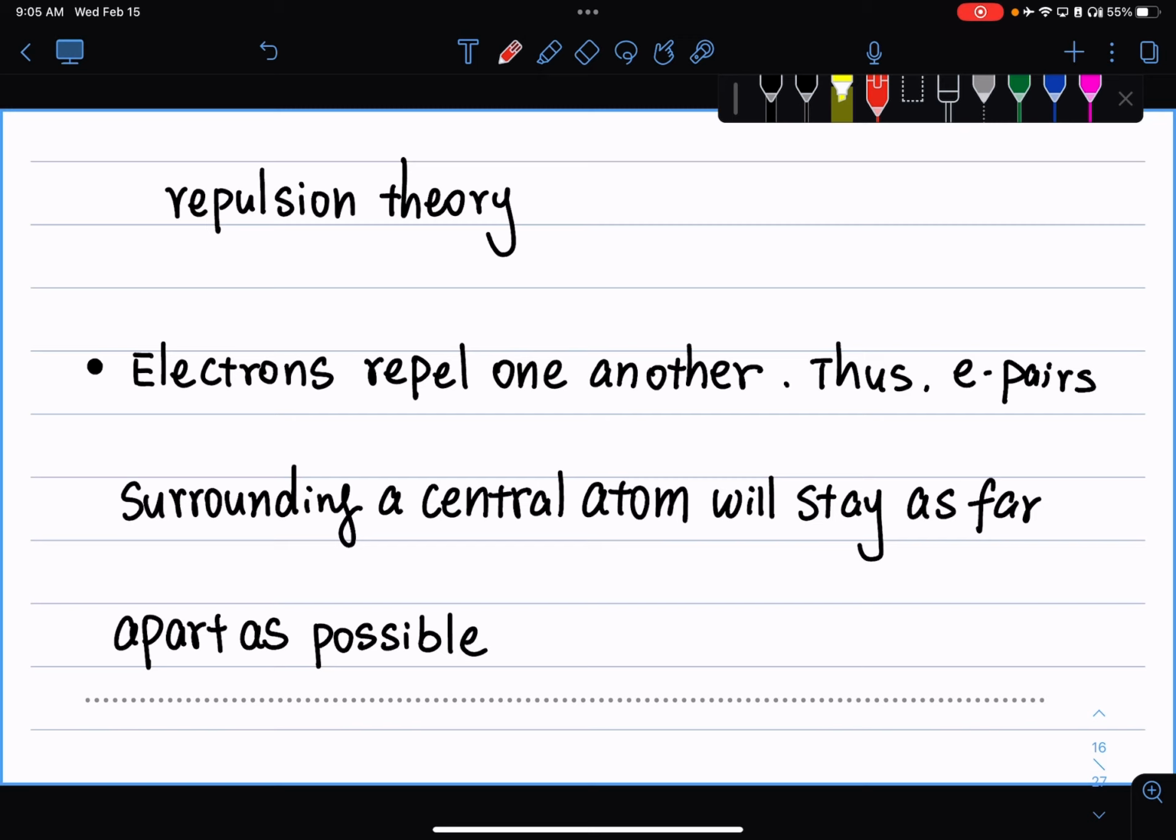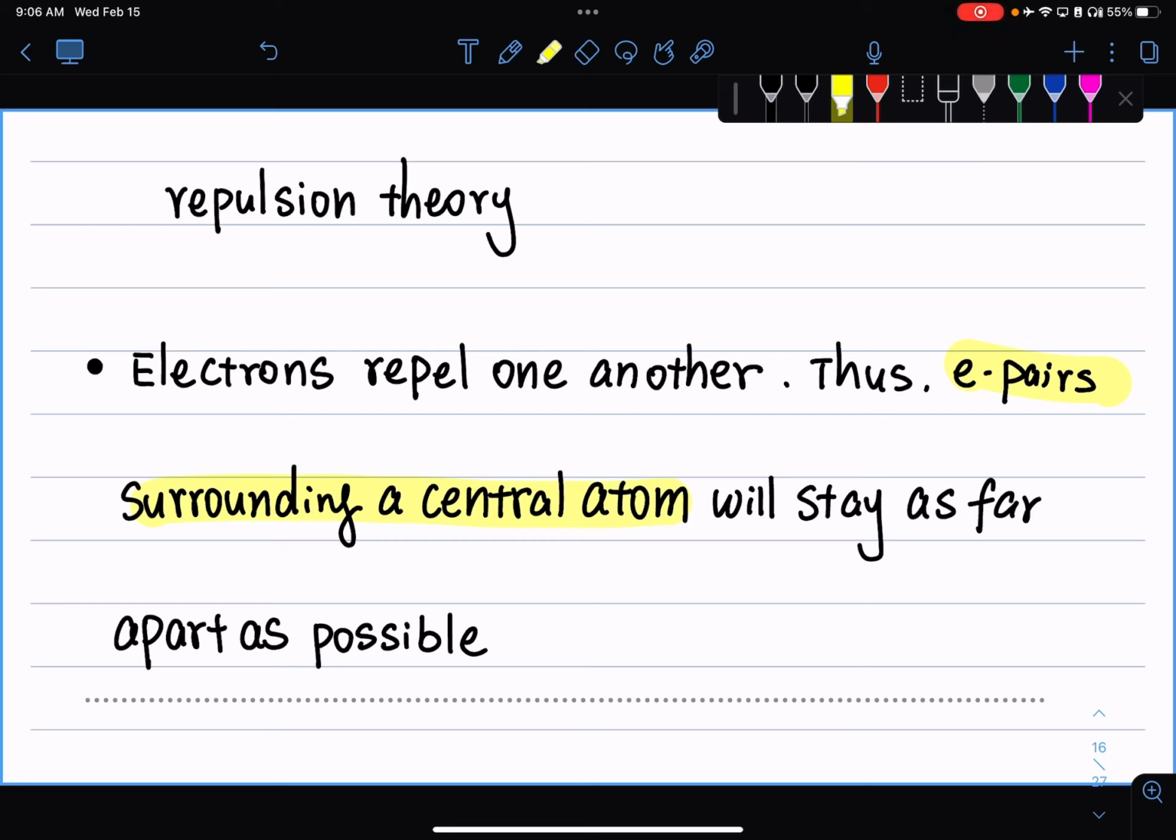What that means is electrons surrounding a center atom will want to stay as far apart from each other as possible. So we'll take a look at some examples of how these electrons will behave in three-dimensional space, and then we'll do some problems together. All right, so the idea here is simple. Because we're treating electrons as just negatively charged particles, these negatively charged particles want to stay as far away from each other as possible.